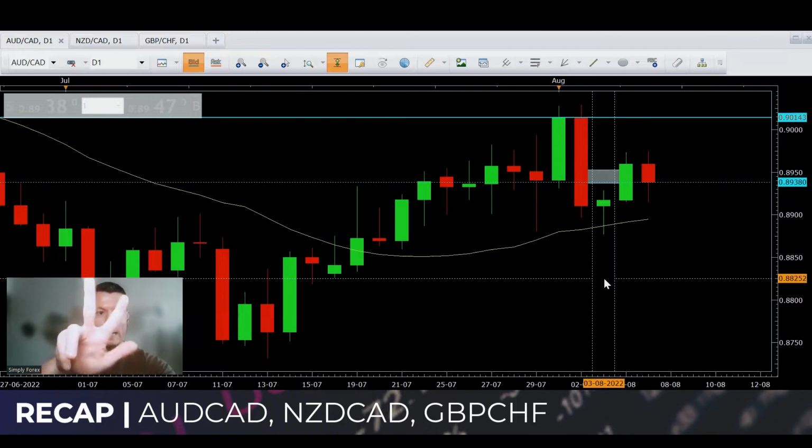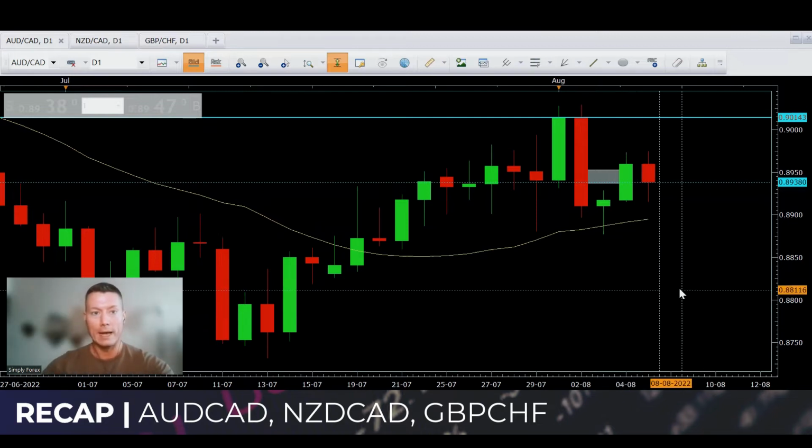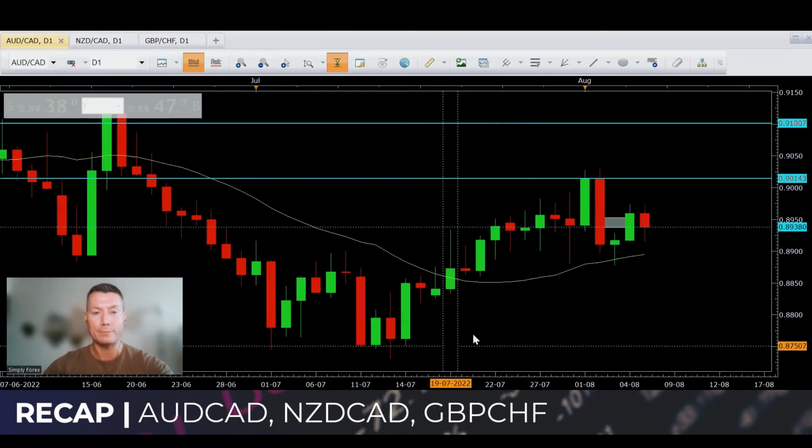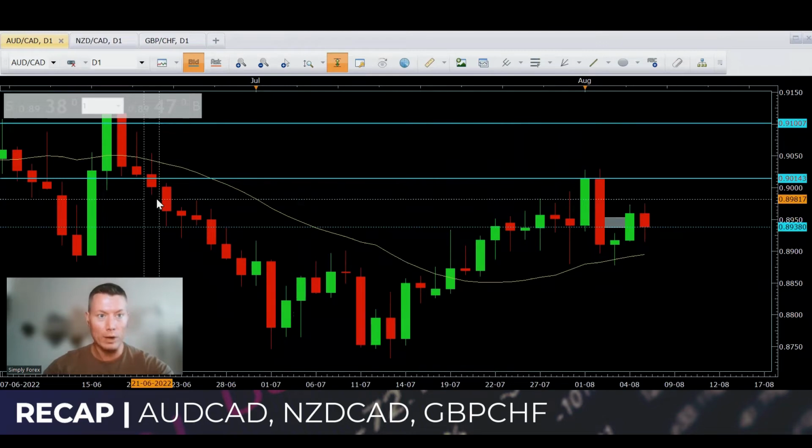We had 3 potential trades. And the first one was this. This was the Aussie dollar against the Canadian dollar. And we were looking to buy this pair. So let me explain why.